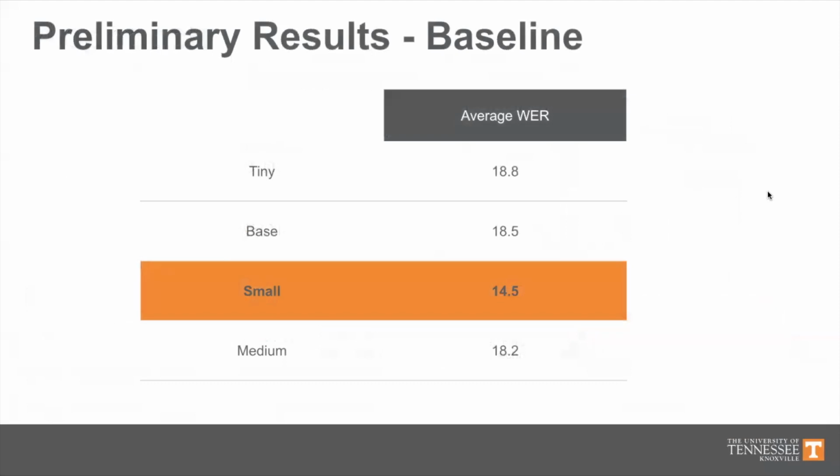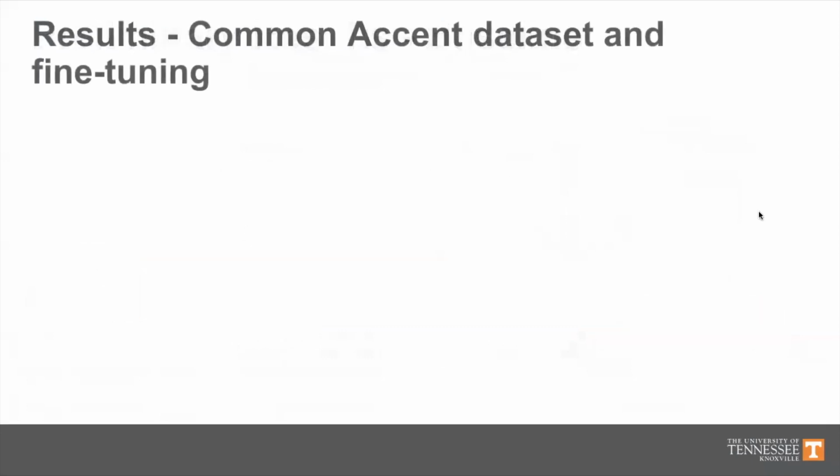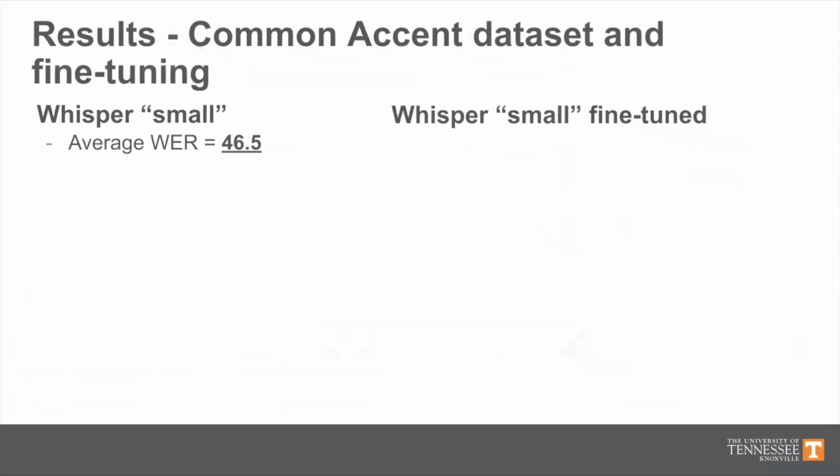Some of our preliminary results from our baseline showed the small model had the best average word error rate, which is again why we went to go with this for fine tuning in our approach. And then when we ran the small model on the common accent data set, initially we received an average word error rate of 46.5, which was relatively large.